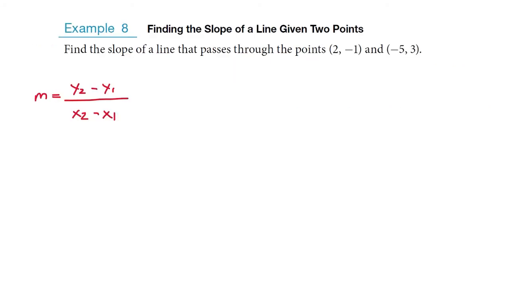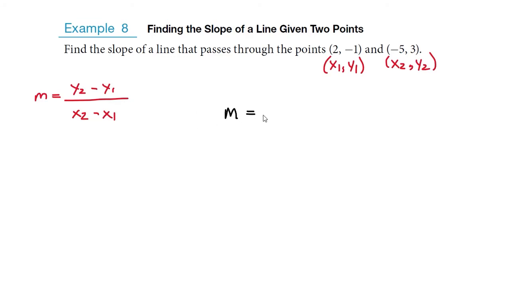In example 8, we are asked to find the slope of a line given 2 points. And the first point is (2, -1), the second point (-5, 3). And it actually does not matter at all which point we label x1, y1. So I'm going to call the first point x1, y1 because that's the first point I've come to. And the second point x2, y2. And I'm going to use that formula for the slope of the line, and let's calculate it.